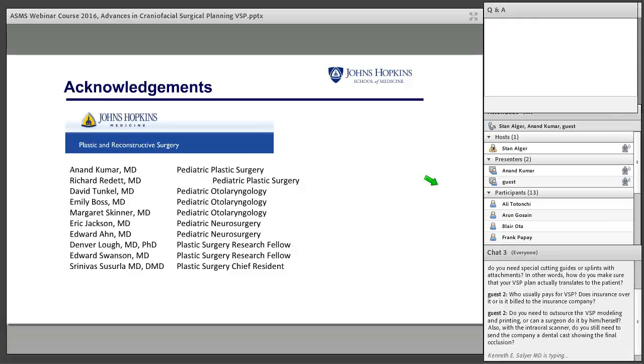So the average cost for us to do this entire procedure hardware-wise is $3,500, which includes VSP plus typically 4 maxillary plates and 2 mandible plates. Just to put that in perspective, the average cost of one pedicle screw for spine surgery is $2,000 per pedicle screw.